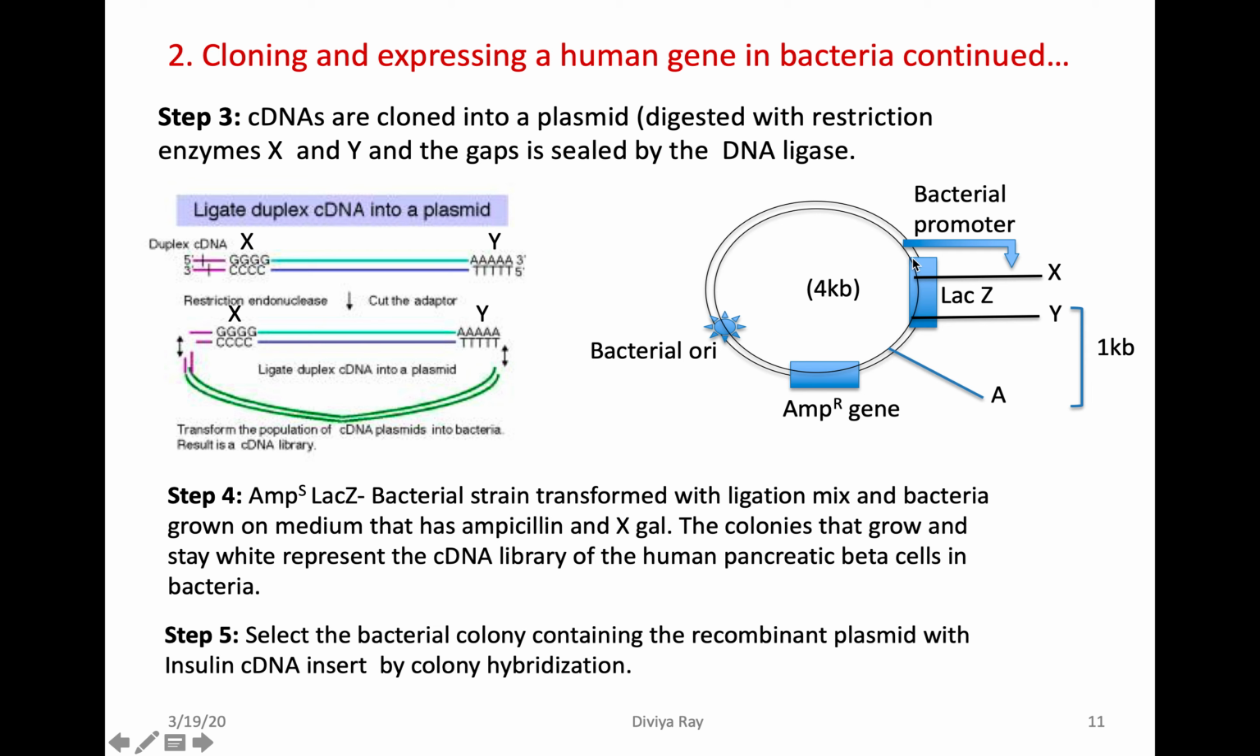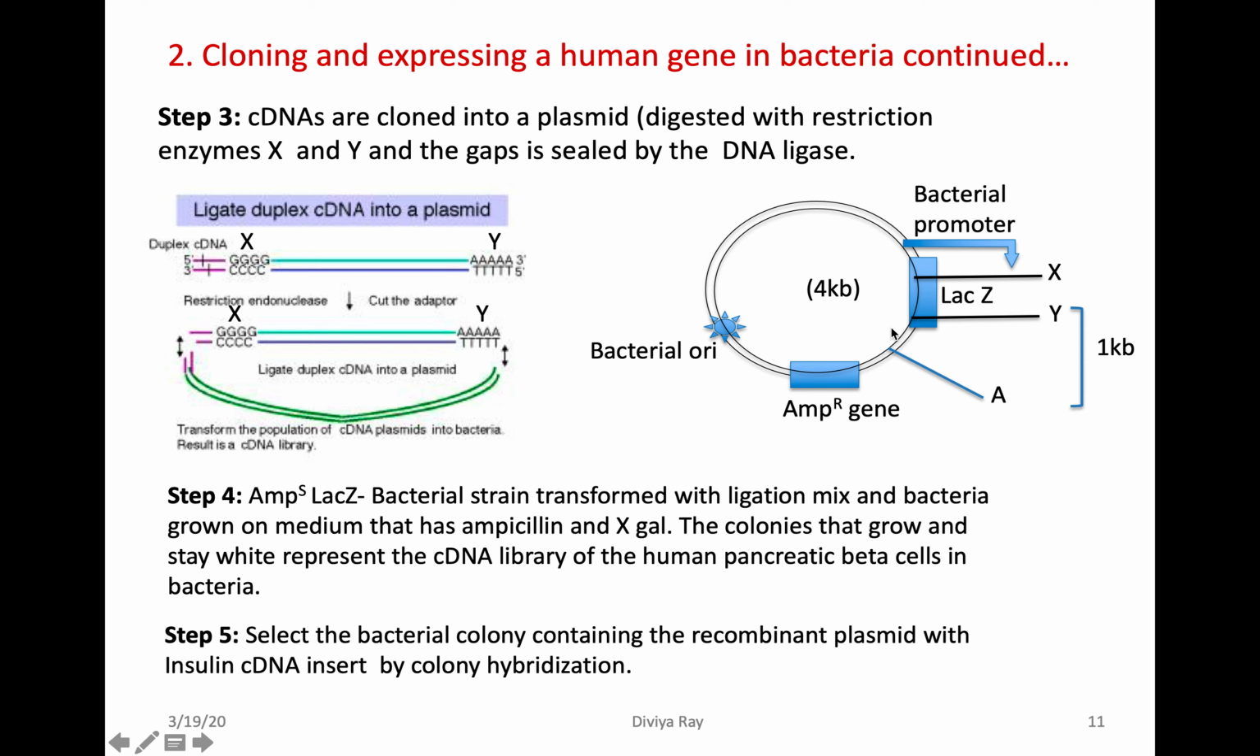So let's say the plasmid that we are using over here is essentially this plasmid. This plasmid has the bacterial ori, so it should be able to self-replicate in bacteria. Once again, it has AMP-R as the selection marker, and it also has the LAC-Z gene as a screening marker. But along with this, it has the site for restriction enzyme X and restriction enzyme Y.